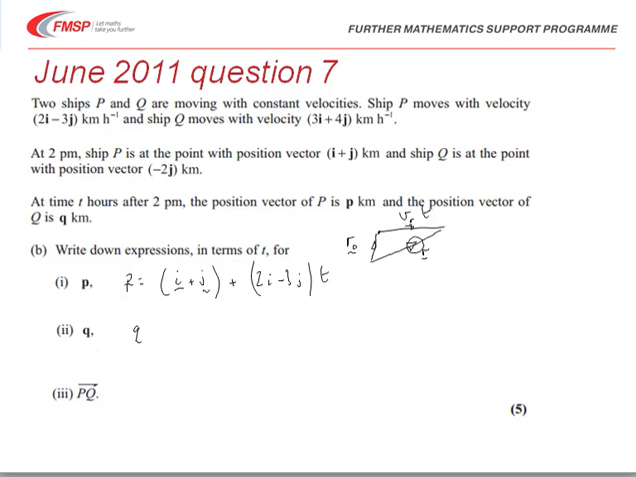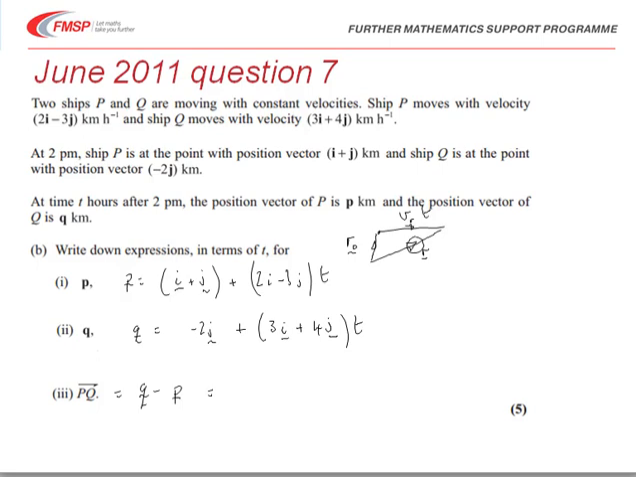In a similar way, Q is equal to its starting position, minus 2j, and then plus its velocity, which is 3i plus 4j, multiplied by t. For PQ, remember that this is always going to be Q minus P. So it's the vector that we've just calculated for Q and then minus the vector for P.